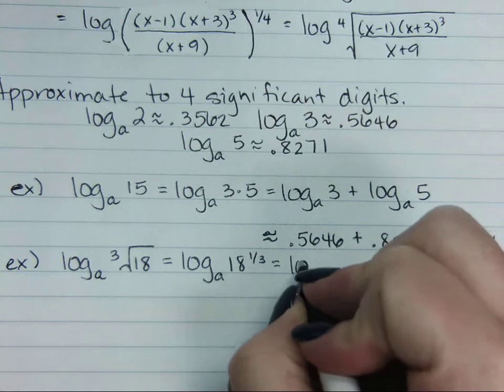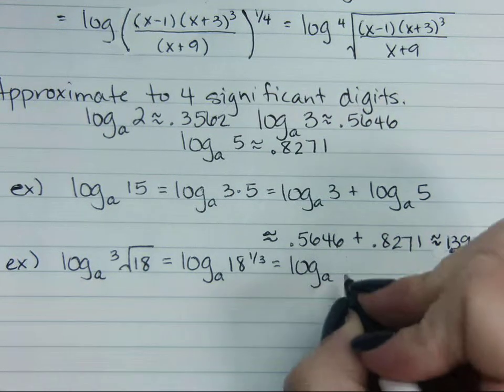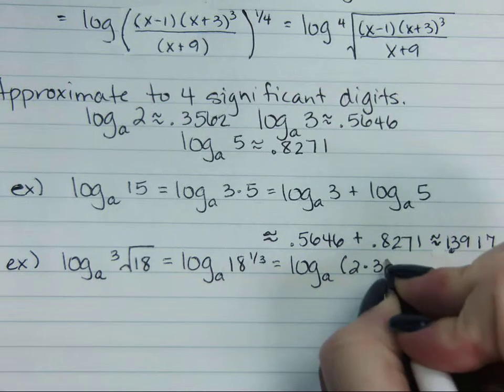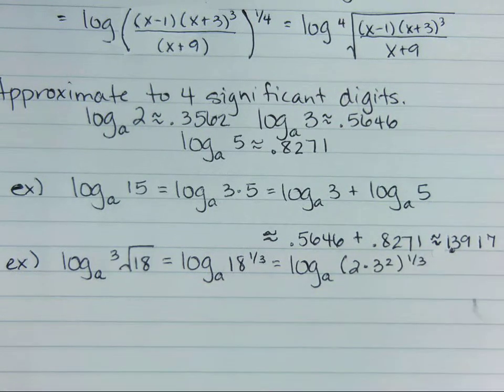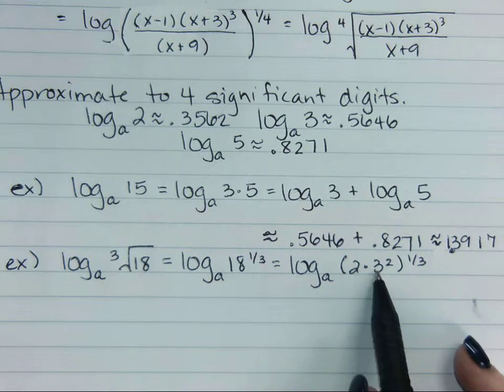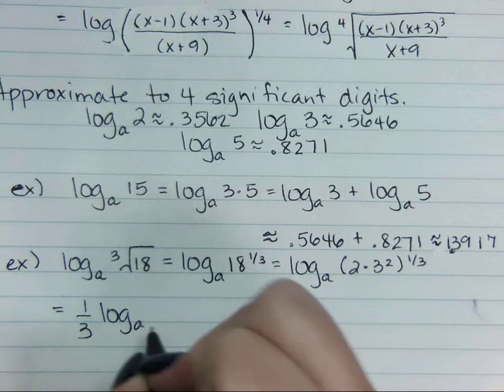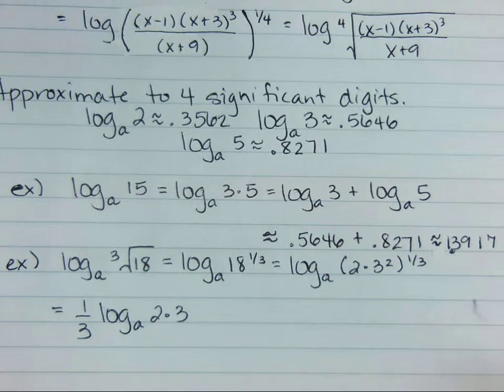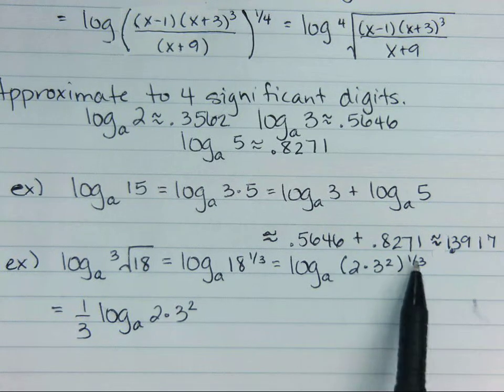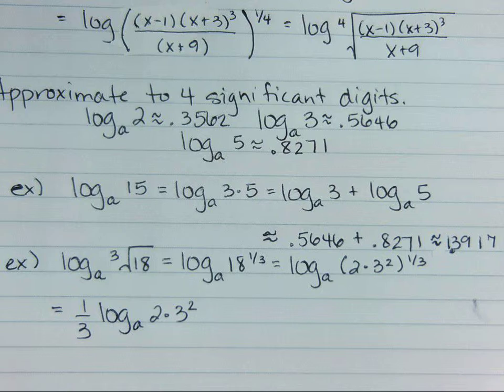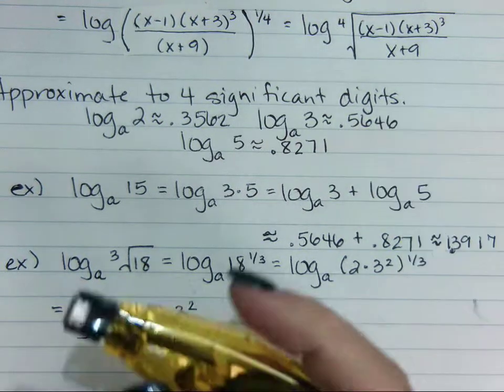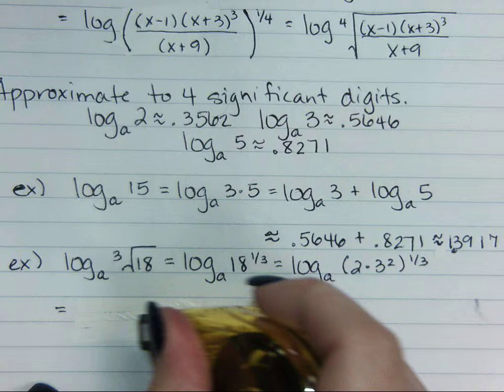And I need to simplify this down and think of how I can break up 18. Well, that's the same thing as 2 times 3 squared. And so you're going to have to really think about prime factorization and how you can write 18 into smaller bases using powers. All right. Then I can put my 1/3 out front and write this as log base a of 2 times 3 squared. Oh, okay. I needed to actually deal with that as well. So let me redo this. I messed up my exponents.